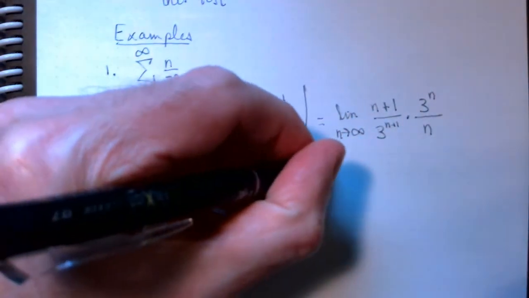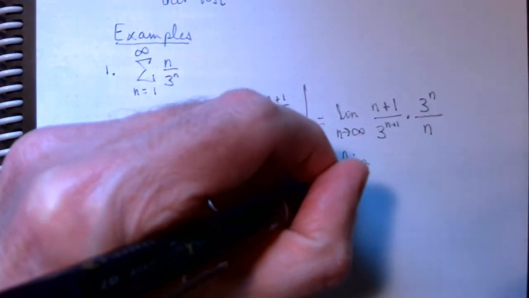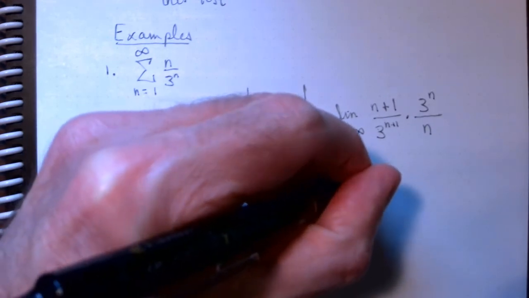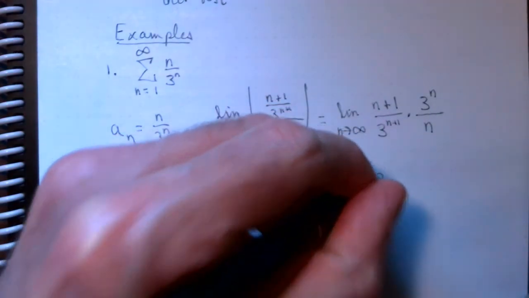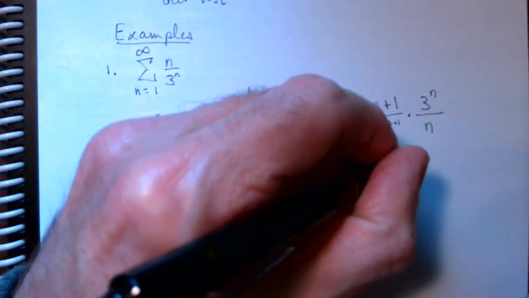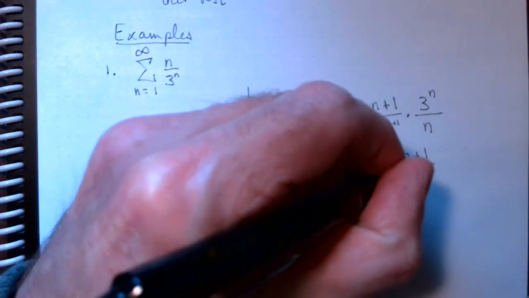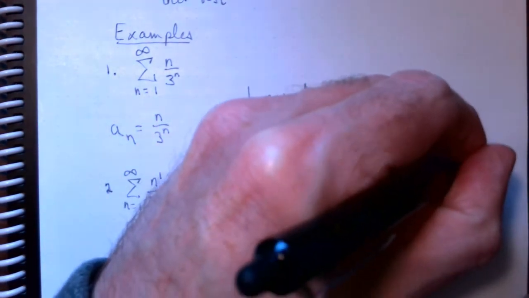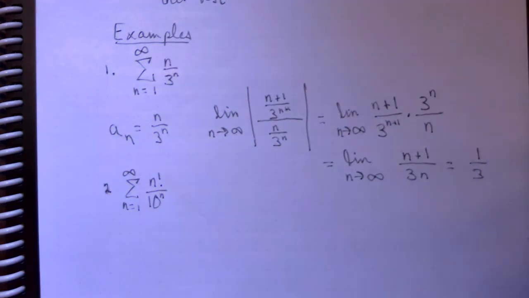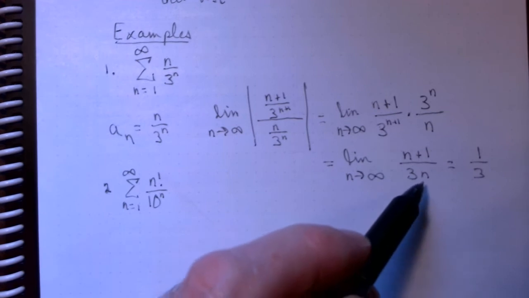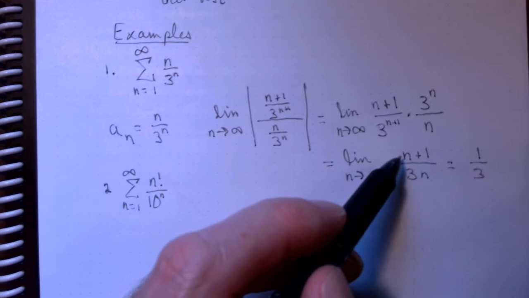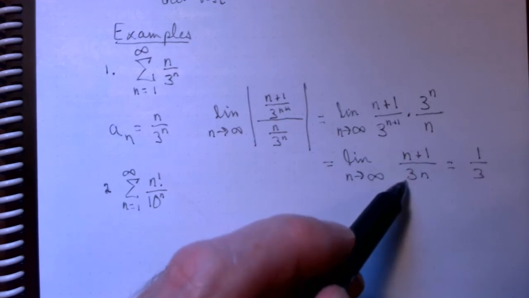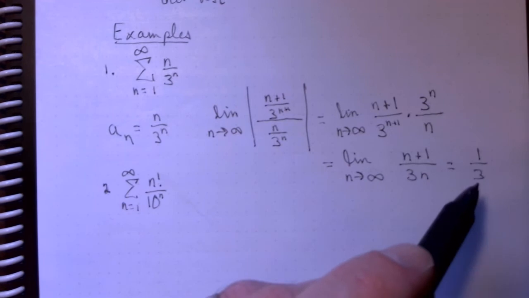So this would leave me with the limit as n goes to infinity. Ugh, that's a crappy infinity sign. Let me redo that. n goes to infinity, and what I'd be left with is n plus 1 over 3n, and that limit is equal to 1/3. For example, you could find this limit using L'Hopital's rule. This right now is indeterminate, infinity over infinity, so you can differentiate the top and bottom and then take the limit there, and we get 1/3.